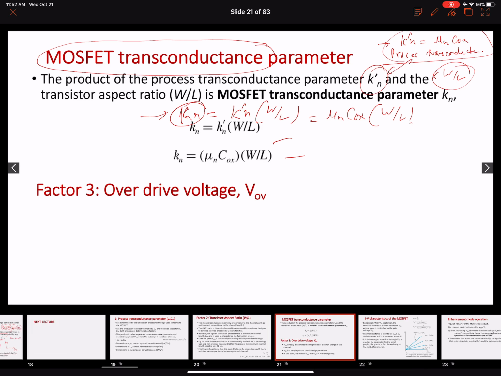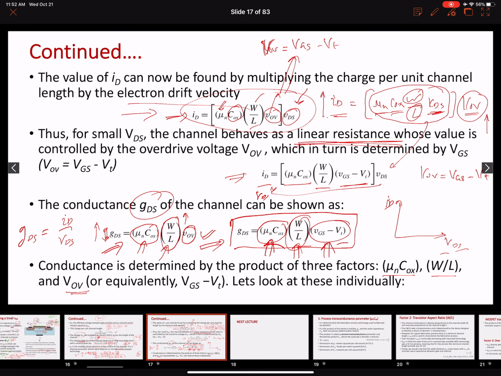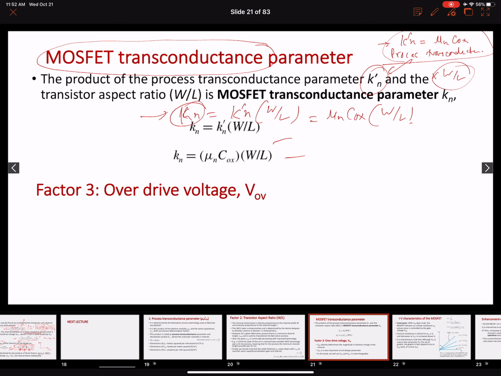Now the third factor in the conductance value is the overdrive voltage. We saw that this overdrive voltage is the extra voltage beyond the threshold voltage that is needed. We need at least a threshold voltage at the gate terminal to induce a channel.